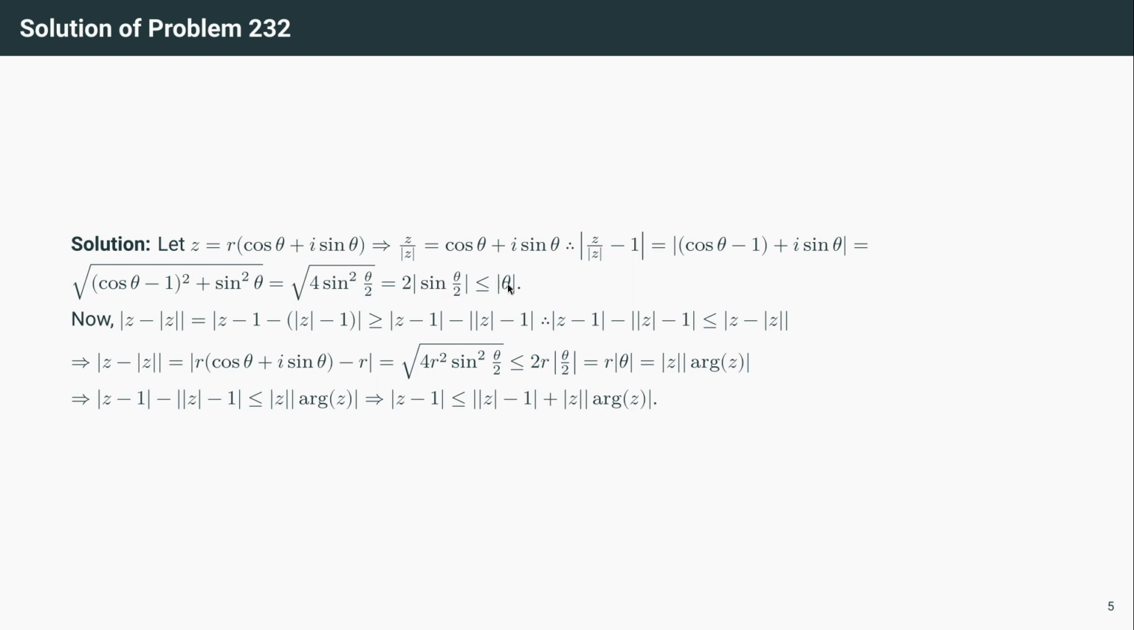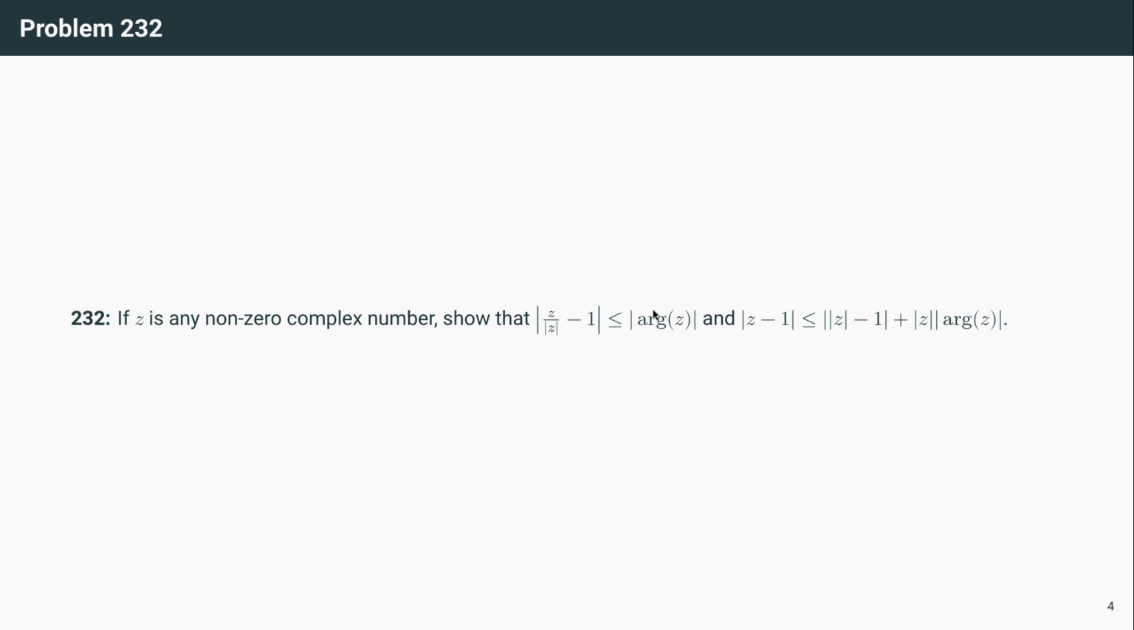So this is less than or equal to mod of theta. So this proves the first part, that is this part. Okay, now we go on to the second part.